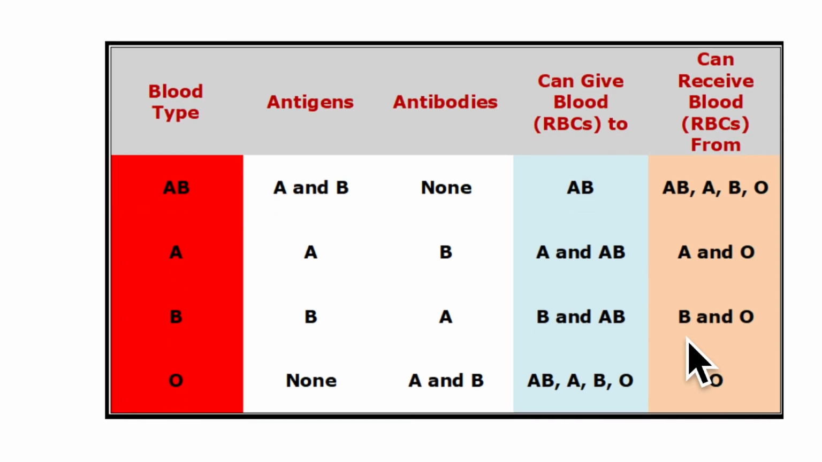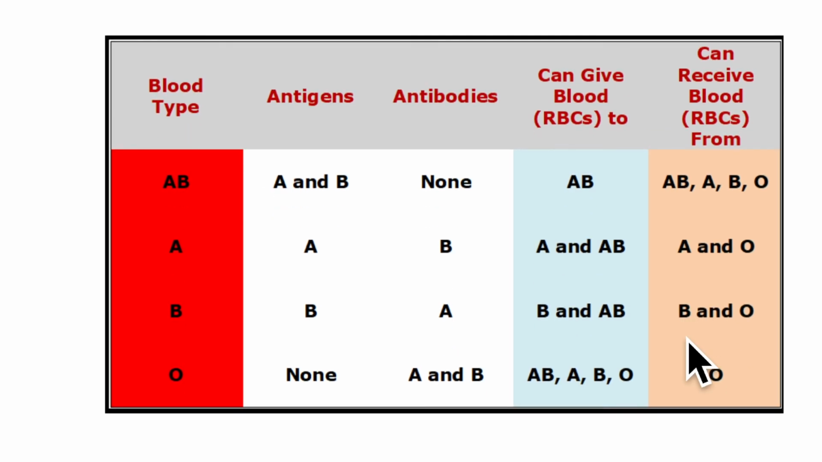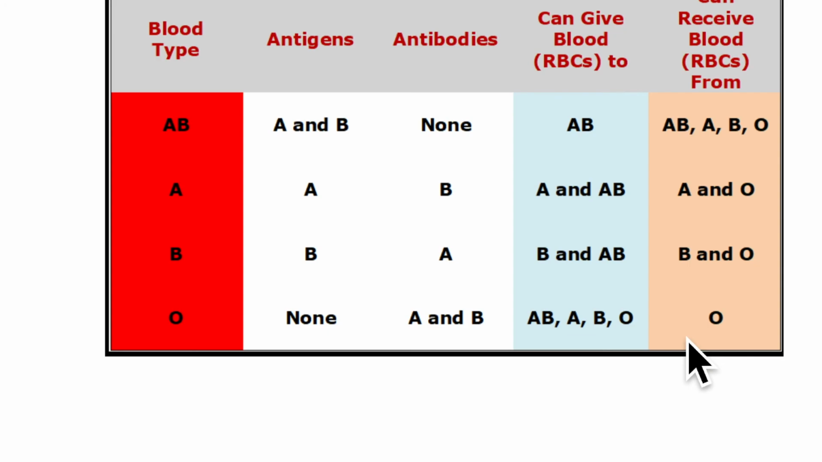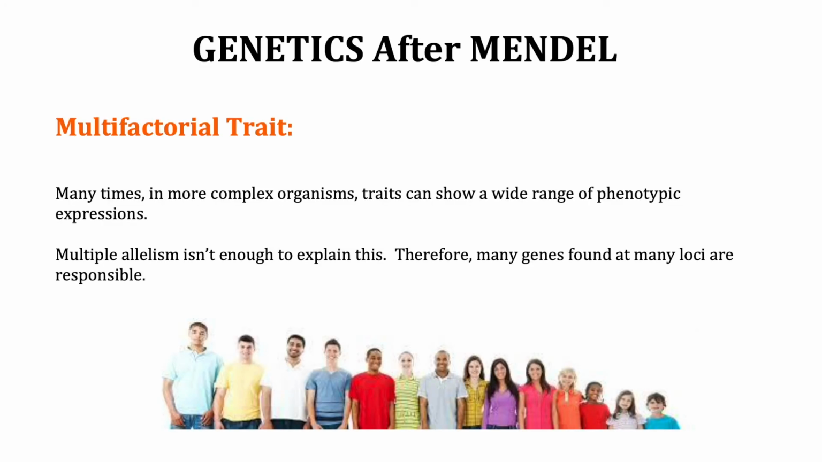Now, next thing we're going to be talking about is genetics after Mendel. So, multifactorial trait. Many times in more complex organisms, traits can show a wide range of phenotypic expressions. Multiple allelism isn't enough to explain this. Therefore, many genes found at many loci are responsible. To note, the plural of locus is loci. Many genes found at many loci are responsible.